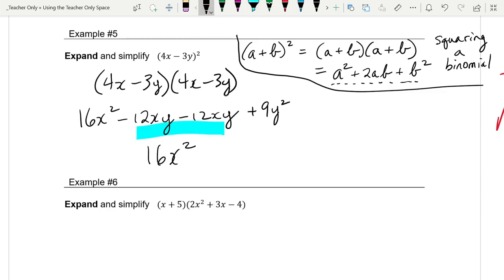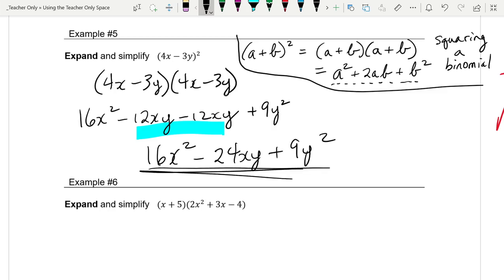16x squared minus 24xy plus 9y squared. And that's the answer. And notice that actually fits this pattern perfectly. Right? What did I do? I squared the first one. I squared the last one.